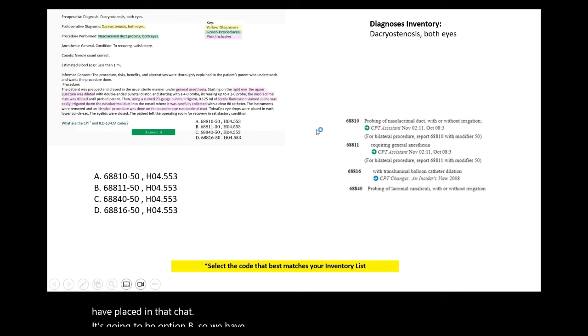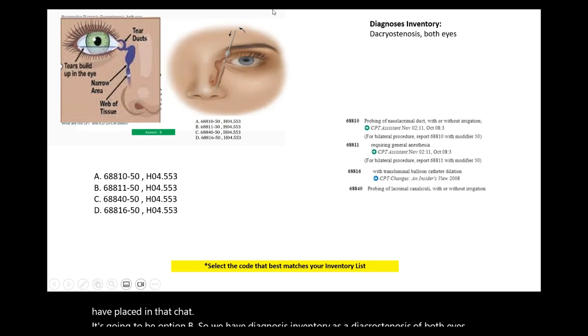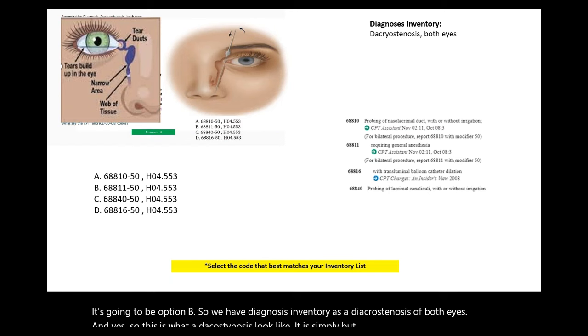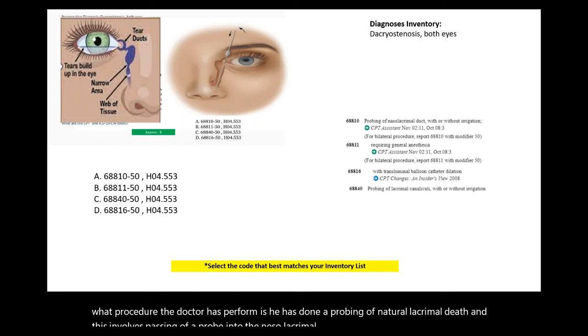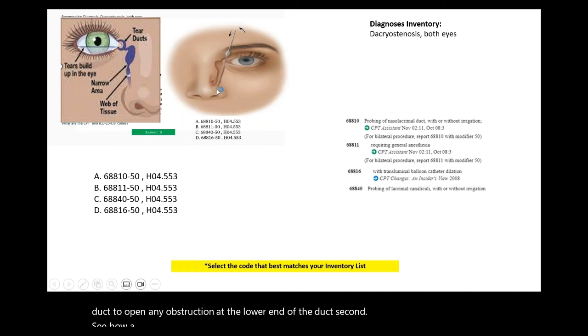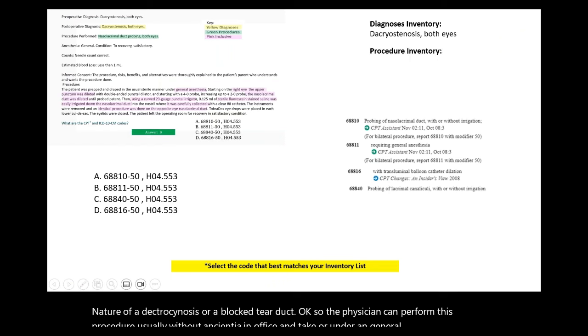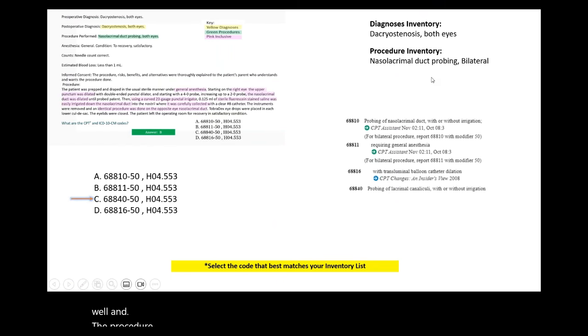So we have the diagnosis in the scenario as dacryostenosis of both eyes. And yes, this is what a dacryostenosis looks like. It's simply but a blocked tear duct. So the procedure the doctor has performed is a probing of the nasolacrimal duct, and this involves passing a probe into the nasolacrimal sac and down through the nasolacrimal duct to open any obstruction at the lower end of the duct. So you can see how a probe was inserted and the obstruction can be cleared. And this is the image of a dacryostenosis or a blocked tear duct. The physician can perform this procedure usually without anesthesia in an office setting or under general anesthesia in the operating room as well. And the procedure in the scenario is nasolacrimal duct probing, bilateral.